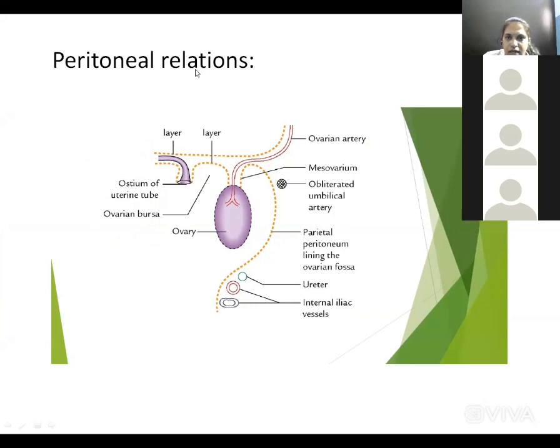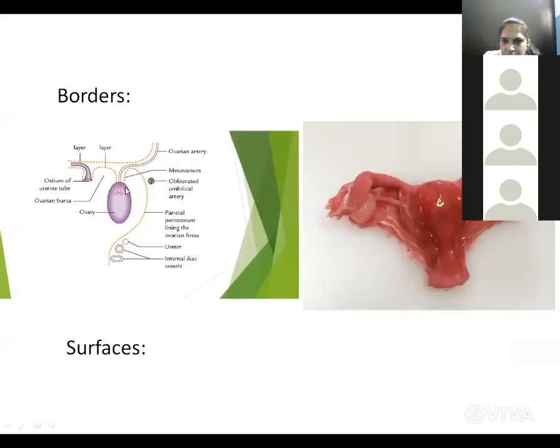Now, peritoneal relation. As it is a viscus, we need to know what are the surrounding structures related to the ovary. First of all, peritoneal relations. Now, this is the broad ligament. In the previous diagram, this is the uterine tube, the peritoneum. Are you aware of the peritoneum? Okay, so this peritoneum is folded around the uterine tube and it hangs down.